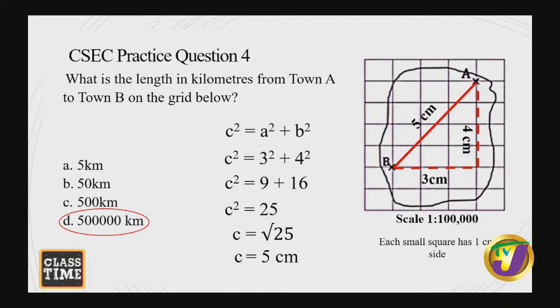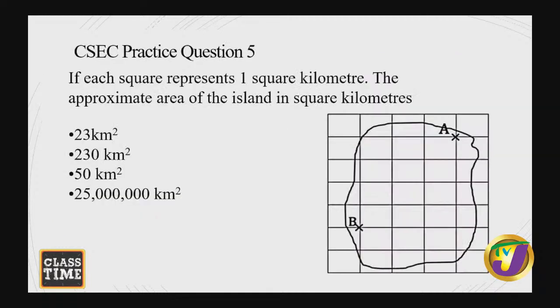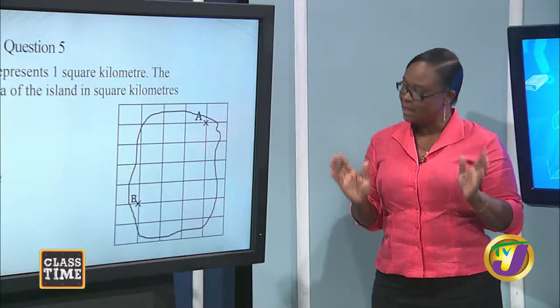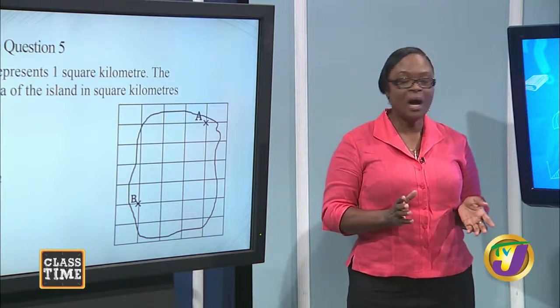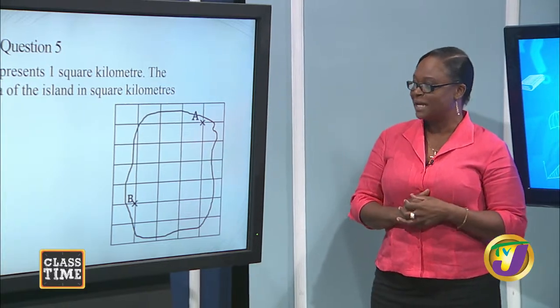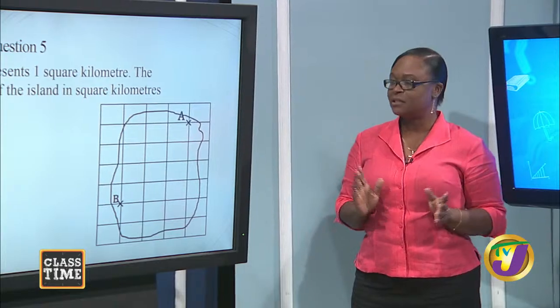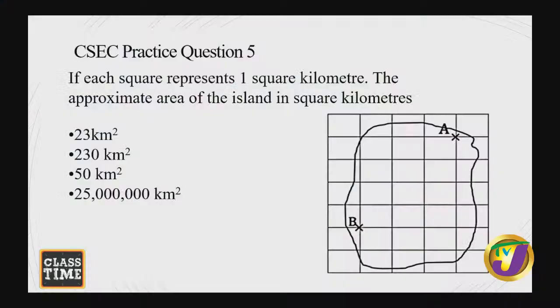Good. Now the next question. Still a multiple choice in Paper 1, and we have 4 answers from which to make a selection. It says if each square represents 1 square kilometer, the approximate area of the island in square kilometers would be A, 23 square kilometers, 230 square kilometers, 50 square kilometers, or 25 million square kilometers.